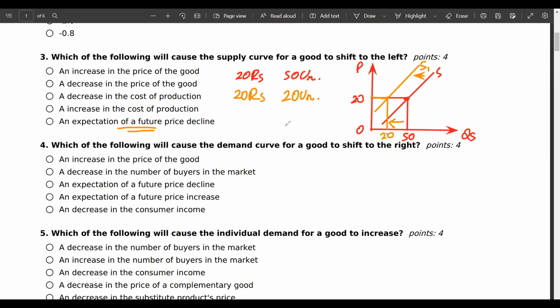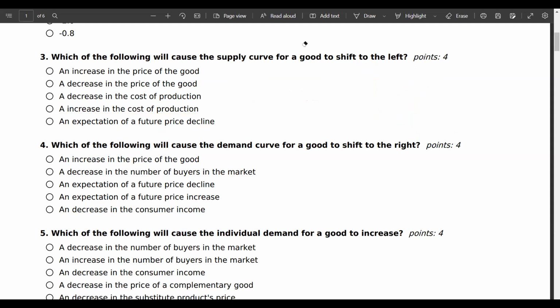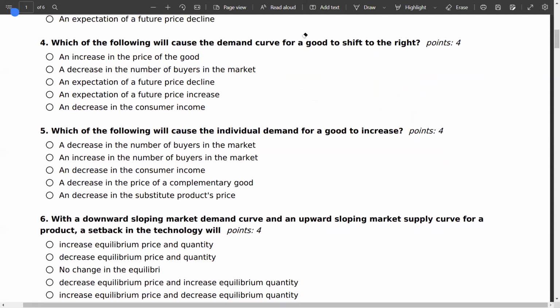So if there's an expectation of a future price decline, today at present, the supply would increase. But here we are talking about a supply decrease. That means we have to go with answer number 4, an increase in cost of production. That is the answer for this question. Hope you guys understood that also. And with that, we'll move to the fourth question.